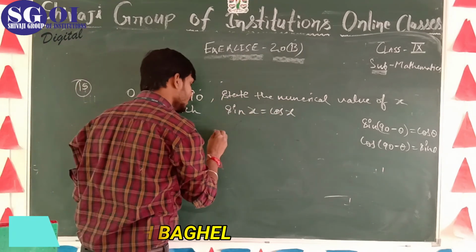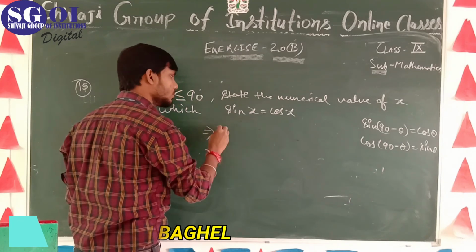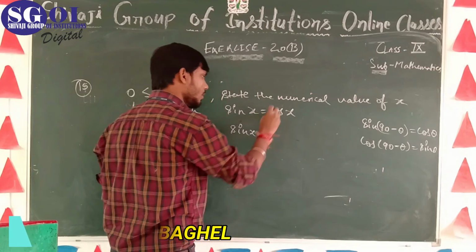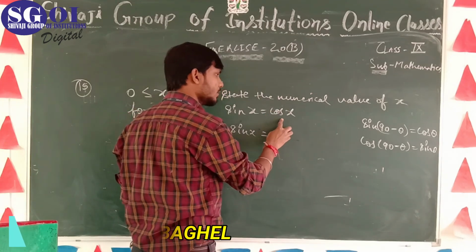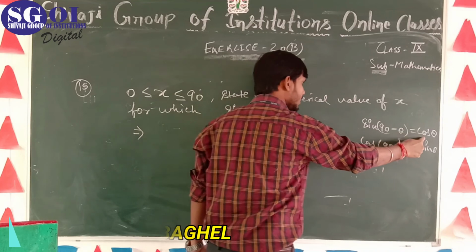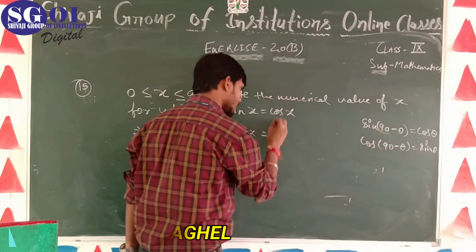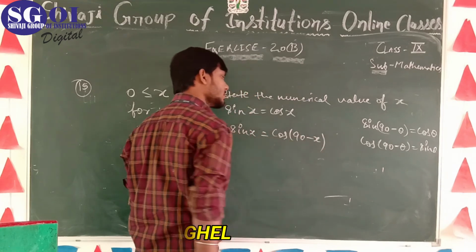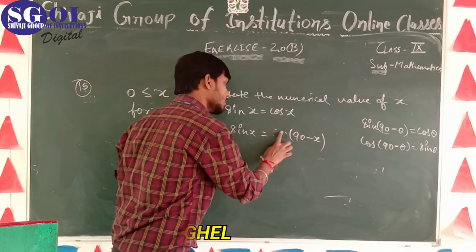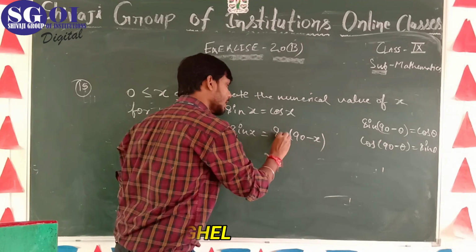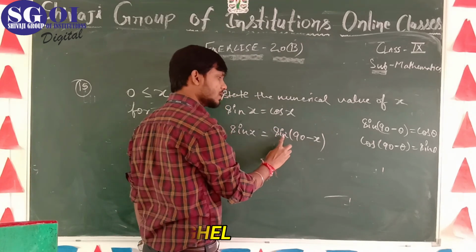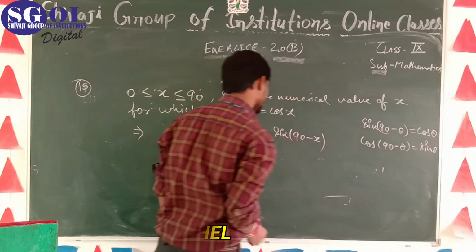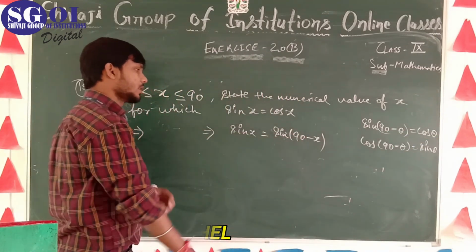Now, how to solve it? Let's see. Sin x equals cos x. So cos x, we can write, because cos theta is equal to sin (90 minus theta), so we can write cos x as sin (90 minus x). Sin (90 minus theta) is cos theta. So this is called complementary relation.